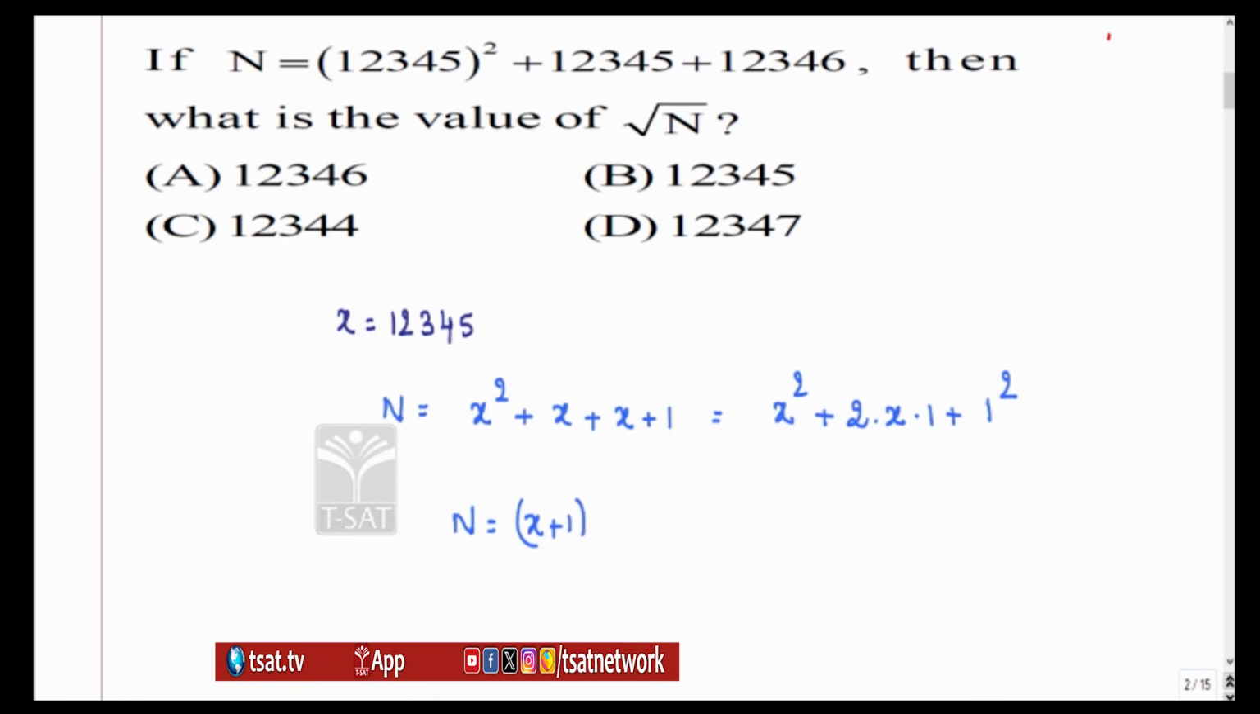Now what is being asked in the question? He is asking for the root of n. You get x + 1 here. Now what is x? 12345 is x. Then what is 12345 + 1? It's 12346. So if you know the formula (a+b)² and how to apply it, then by looking at it you can say it is actually in the form of (x+1)². Therefore your answer is x + 1, where x is 12345.